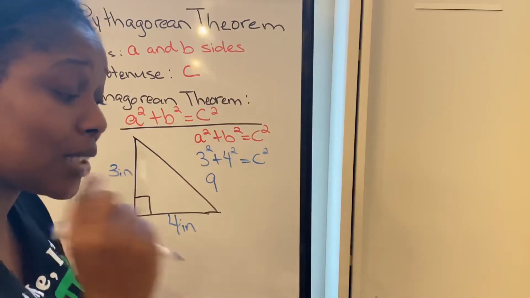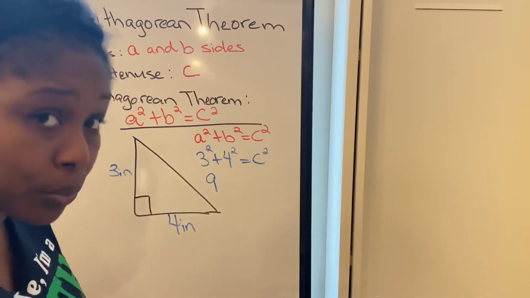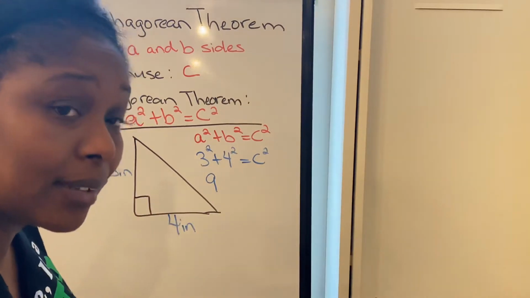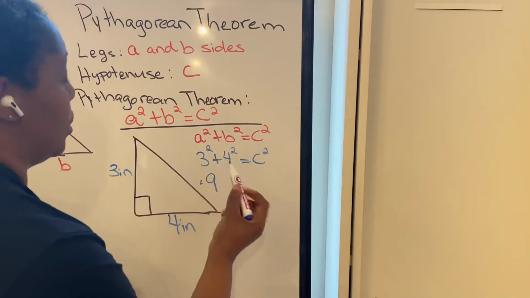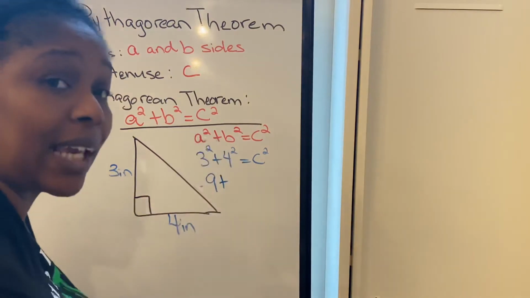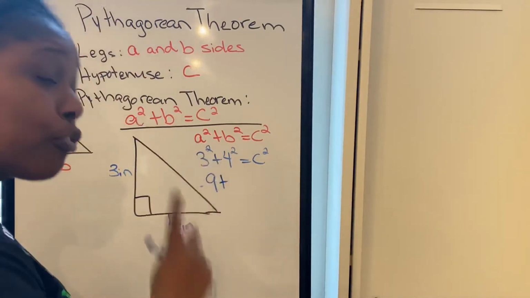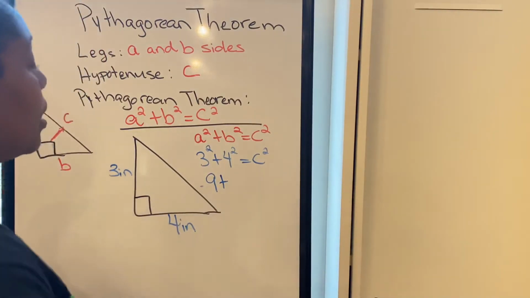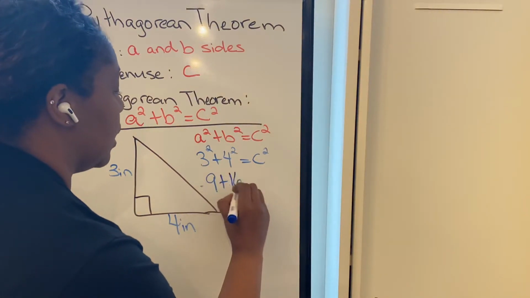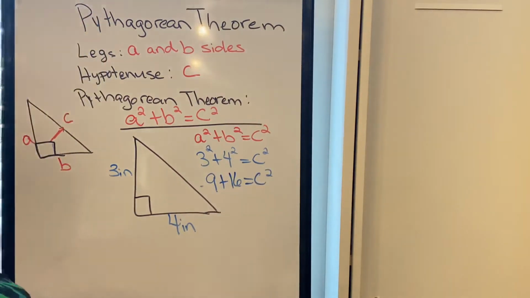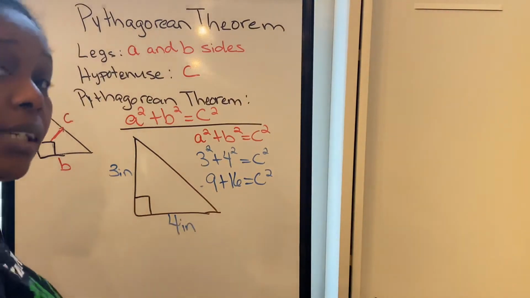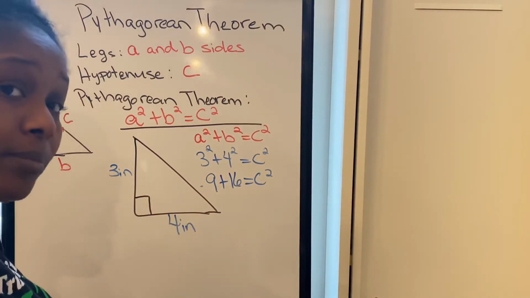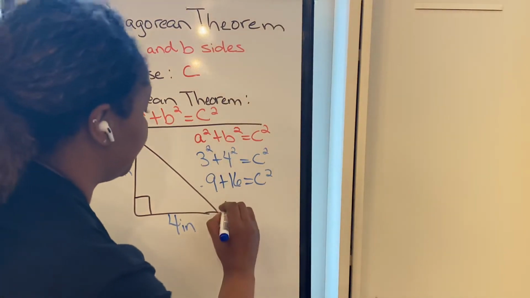Remember that. Remember, this is review. This is nothing new. 3 to the second power is 3 times 3, not 3 times 2. Just like 4 to the second power, or 4 squared, is 4 times 4, not 4 times 2, okay? 4 times 4, 16, equals C squared. 9 plus 16, well, these terms are alike. So 9 plus 16, 25.